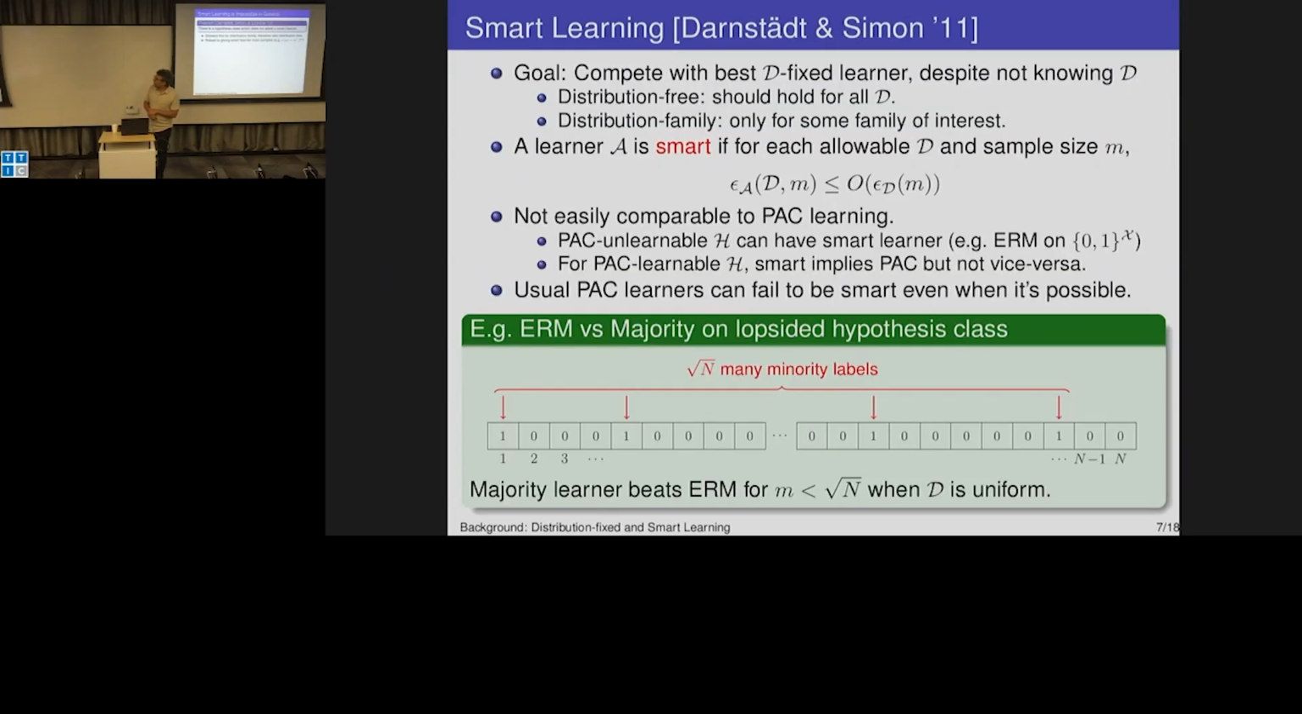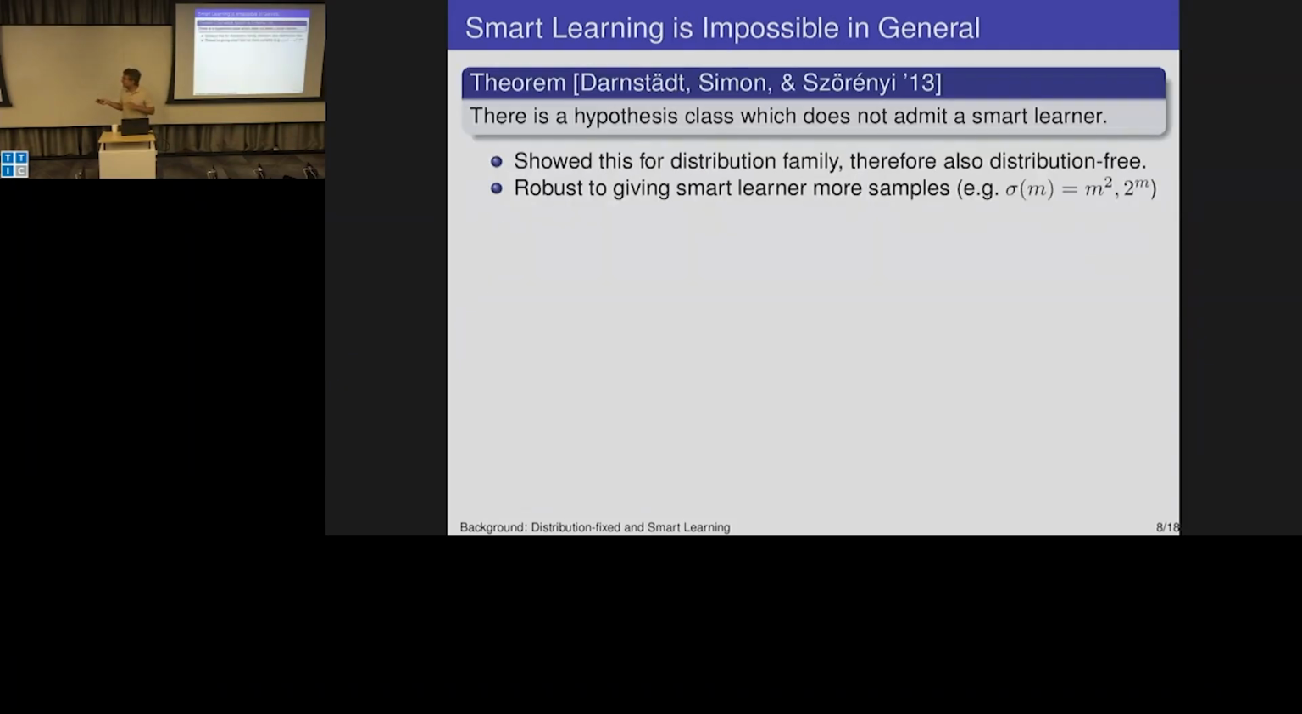Okay, so like I said, there's a positive result for smart learning under some assumptions. It's a beautiful result, but I don't have time to talk about it. The more important part for me is the impossibility result due to Darmstadt, Simon, and Zorenyi, where they show that there's a hypothesis class which doesn't have a smart learner. So smart learning is not possible in general.